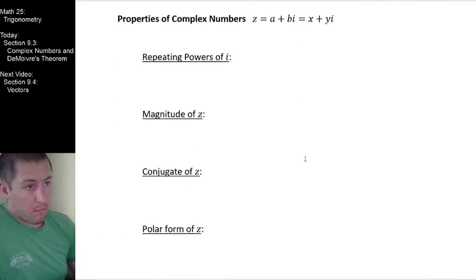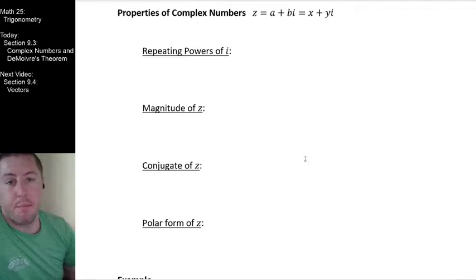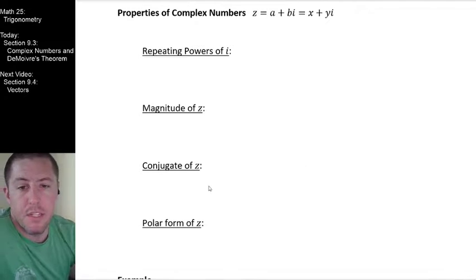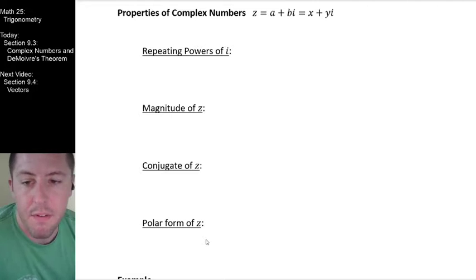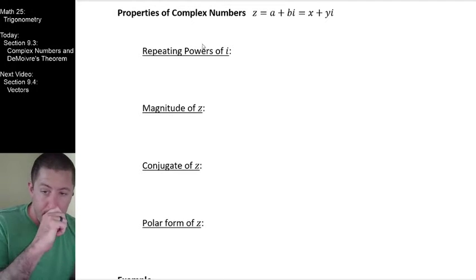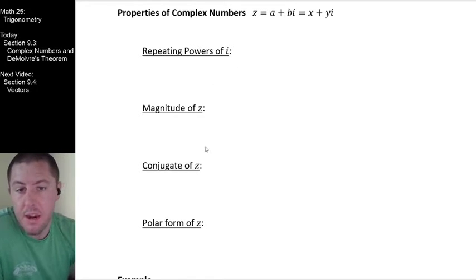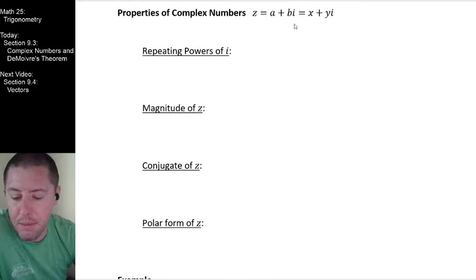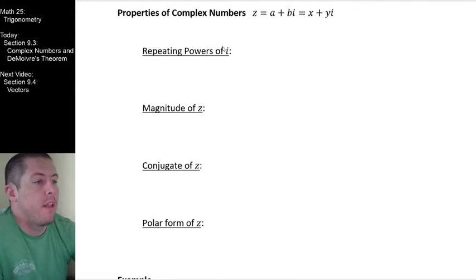In doing so, we're going to identify some properties of complex numbers. These are 4 properties that we should look at of all complex numbers: 1, that powers of i repeat, and then 3 properties of general complex numbers of the form a + bi right here. So let's take a look at this.